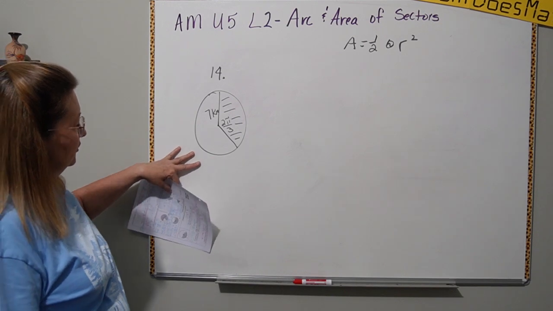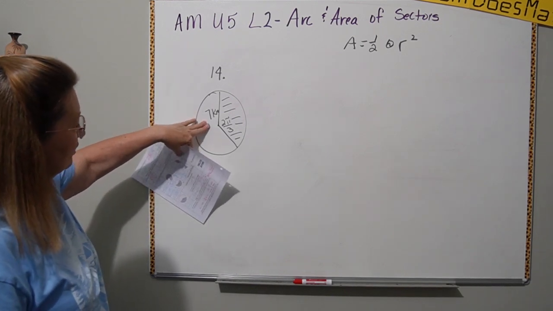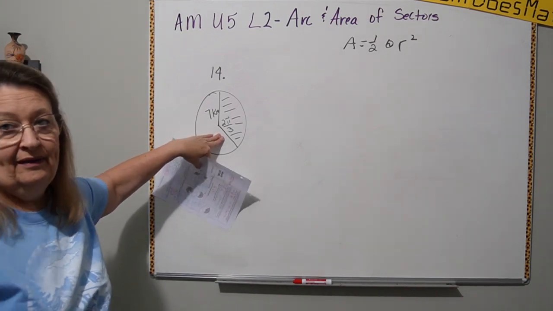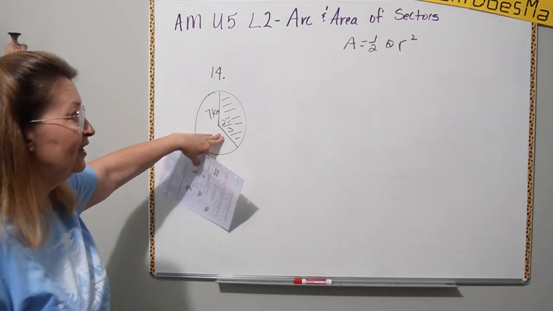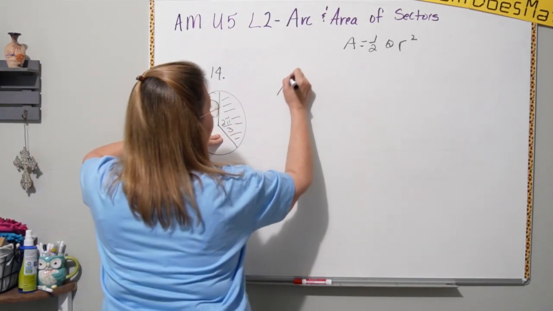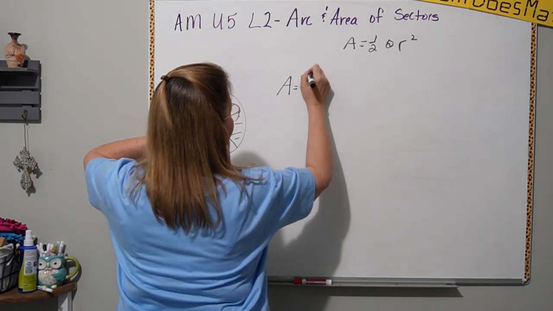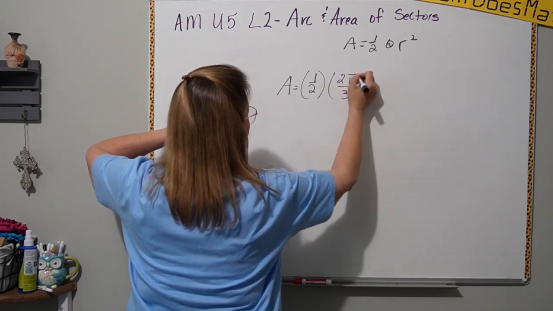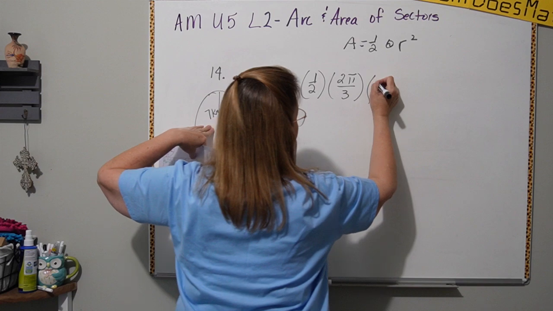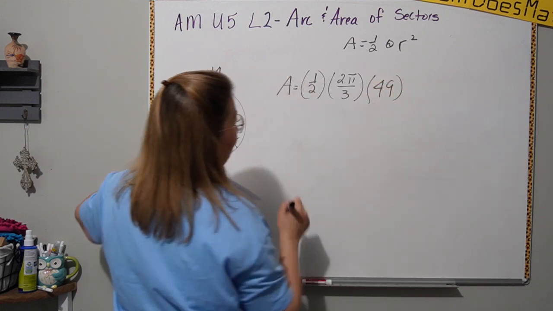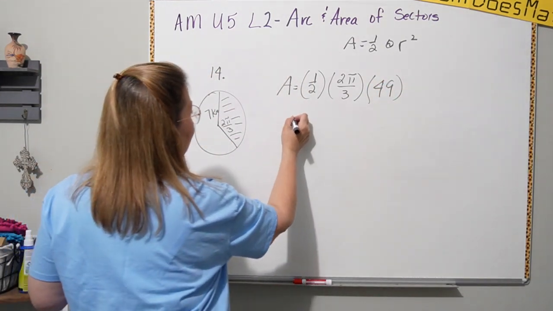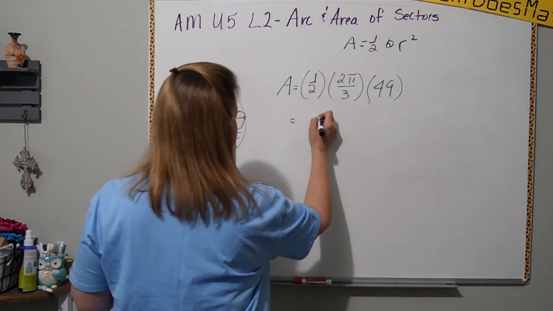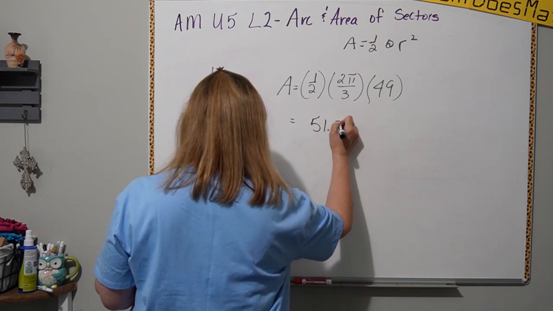Okay, here's our scenario on number 14. We have a radius of 7 kilometers and we have a central angle of 2 pi over 3. Now this time, that is given to us in radians, so we don't have to convert. We're just ready to plug it into the formula. So, 1/2 times, our theta is 2 pi over 3, and our radius is 7 squared. We'll just go ahead and write 49 to make things easier. Going through here and doing all your math, that is going to get you 551.3 kilometers squared.